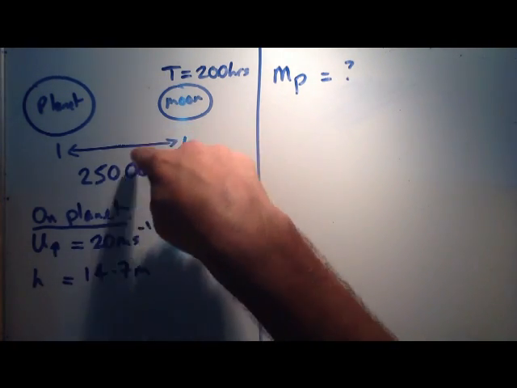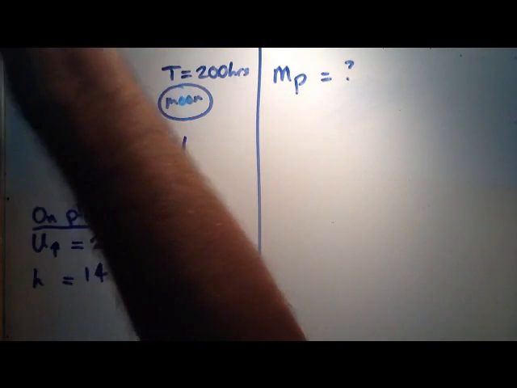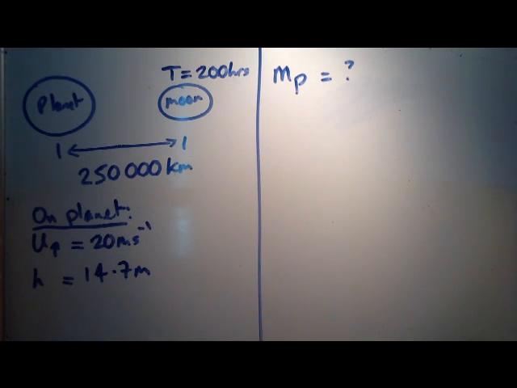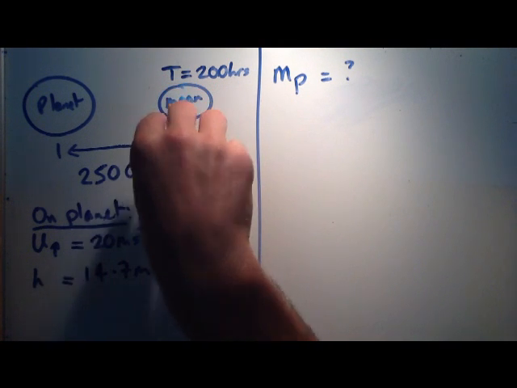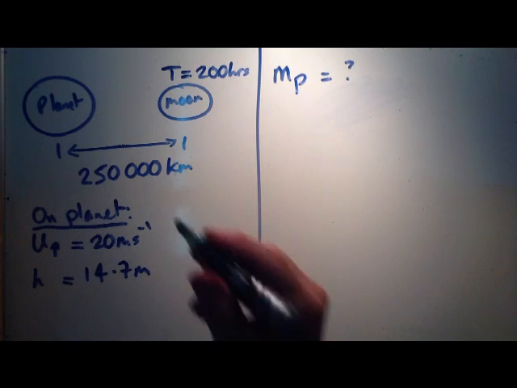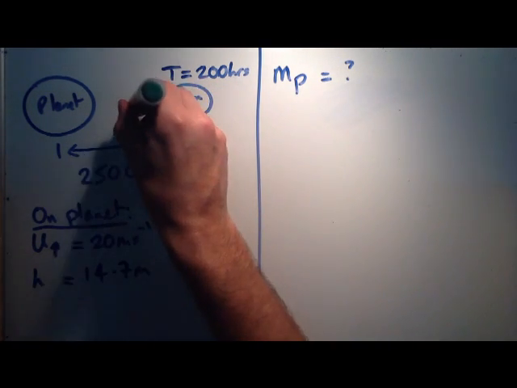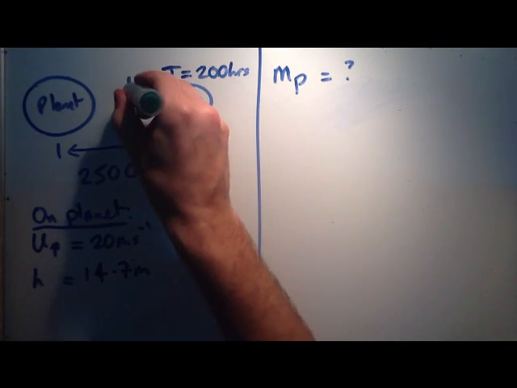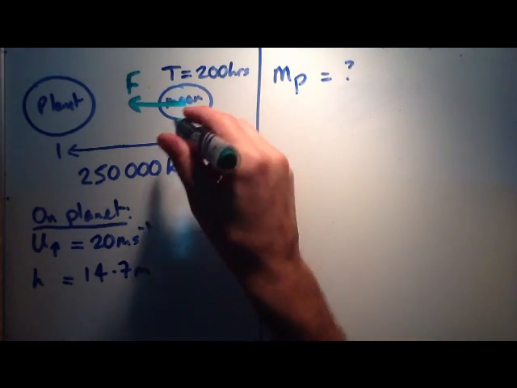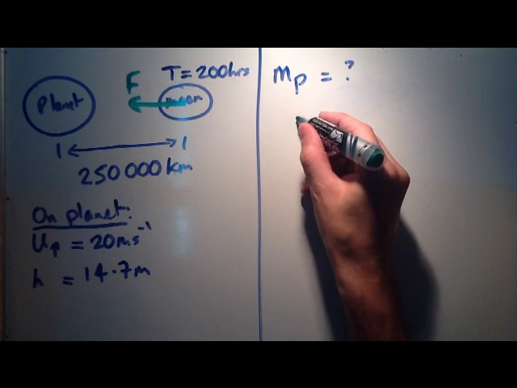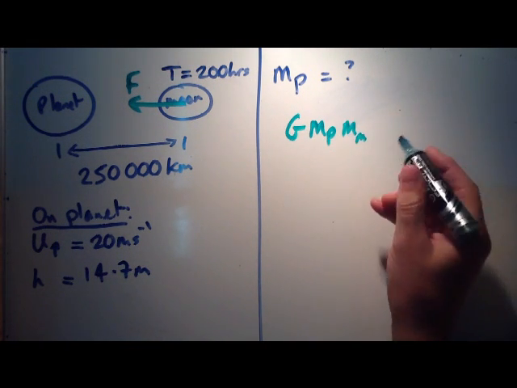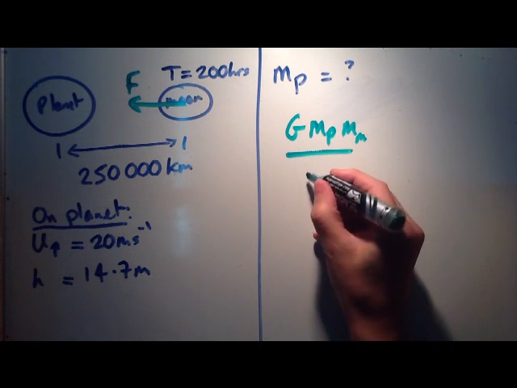We know that this moon is going in a circular path around the planet. Therefore, we know it must have a centripetal force acting on it. So whatever the resultant force is on this moon, it must be equal to mv squared over r. Well, what forces are acting on the moon? It just so happens there is only one force acting on the moon, and it's the force of gravity towards that planet. So we know that force is equal to G, MP, mm, where mm is the mass of the moon, all over r squared.